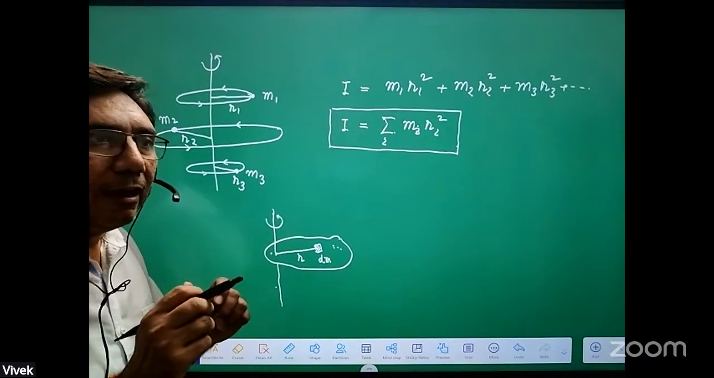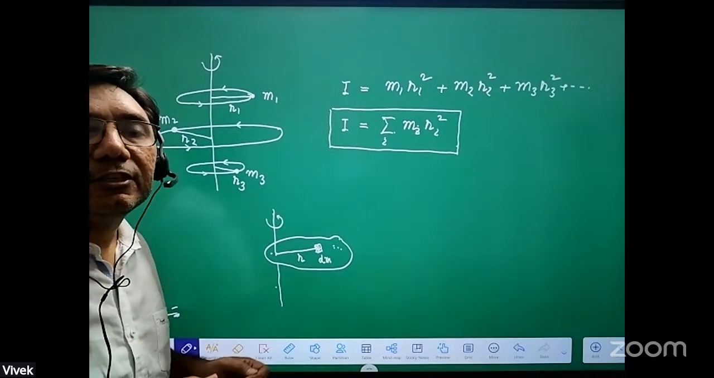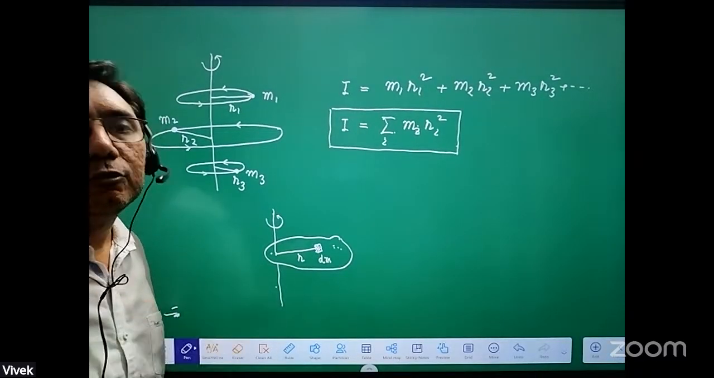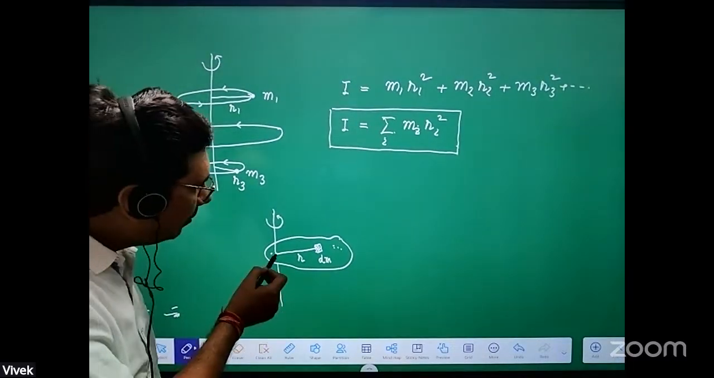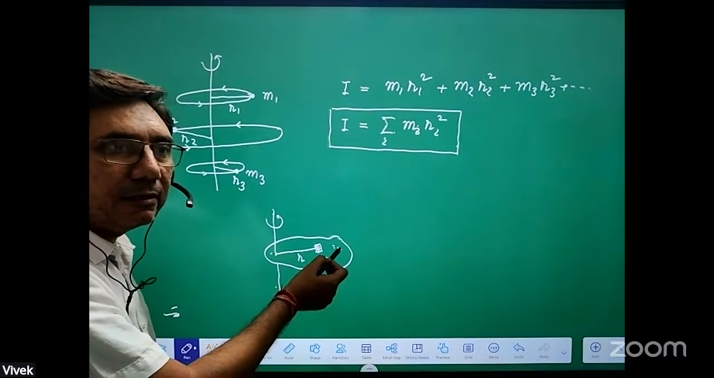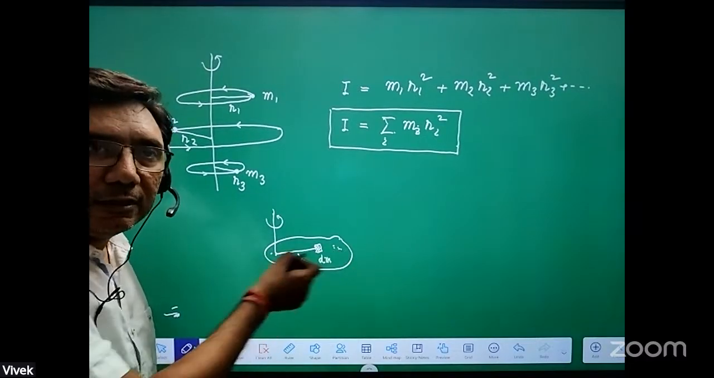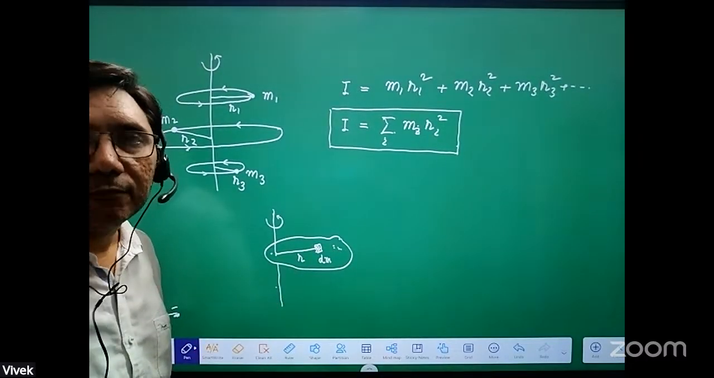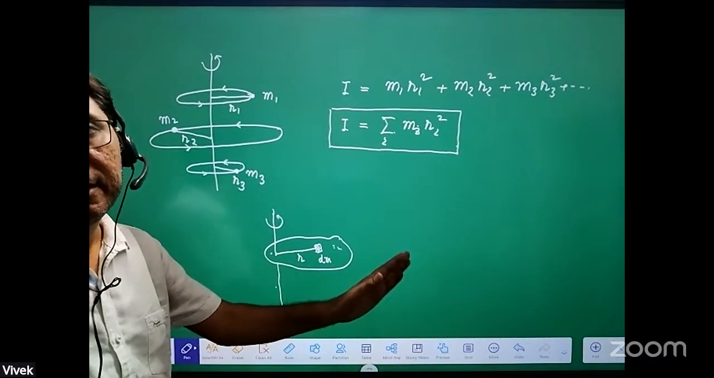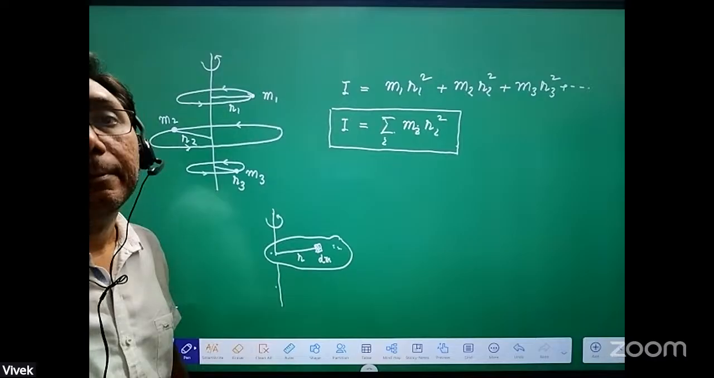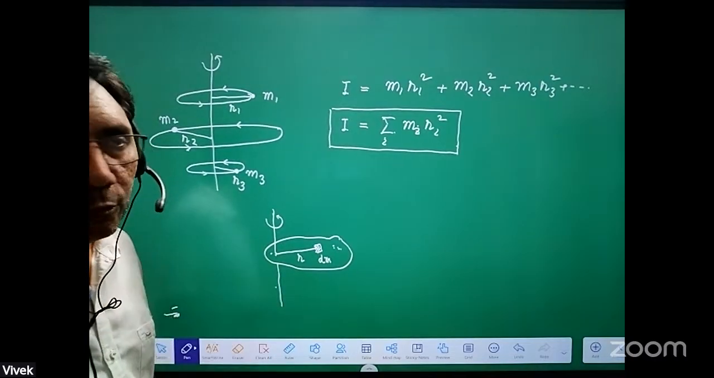So velocity v, the tangential velocity, is going to be different for each and every particle depending upon how far that particle is from the axis of rotation, or how close it is to the axis of rotation. But omega will be same. So v will be different for different particles, but omega will be same. Omega is going to be same.